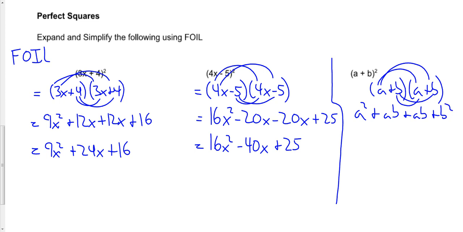So if we collect our like terms, we end up with a squared plus 2ab plus b squared. Okay?